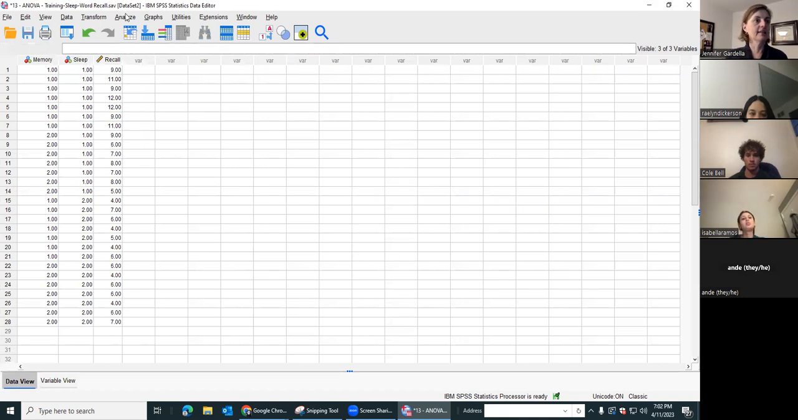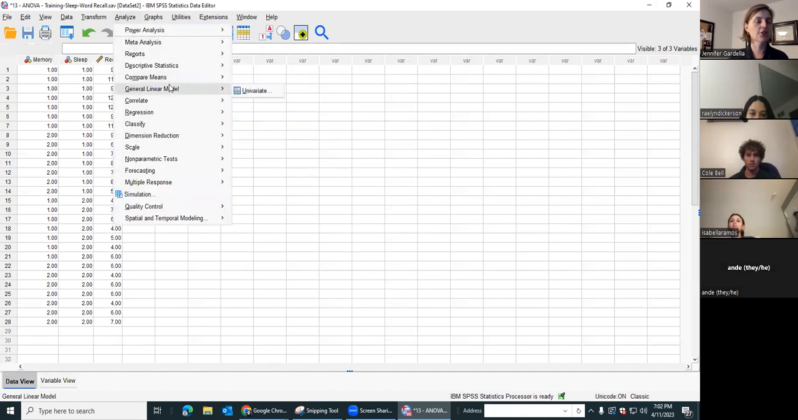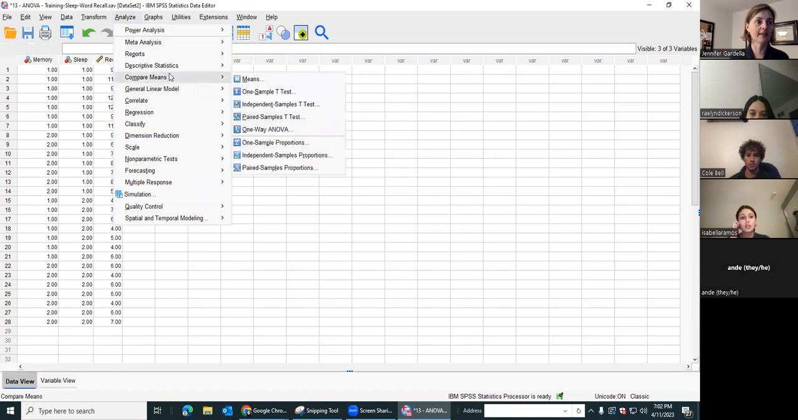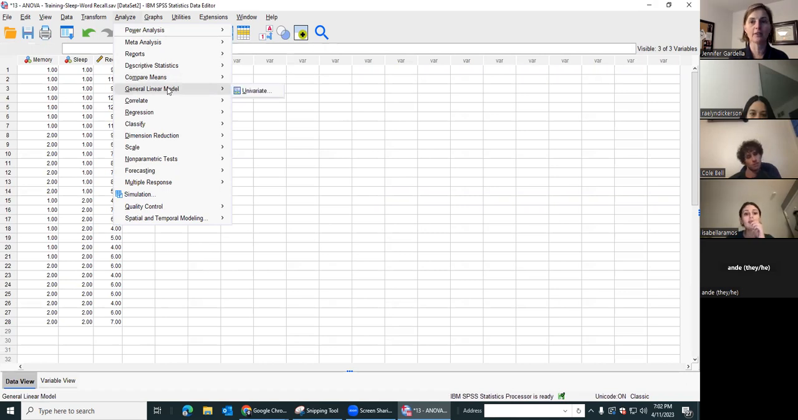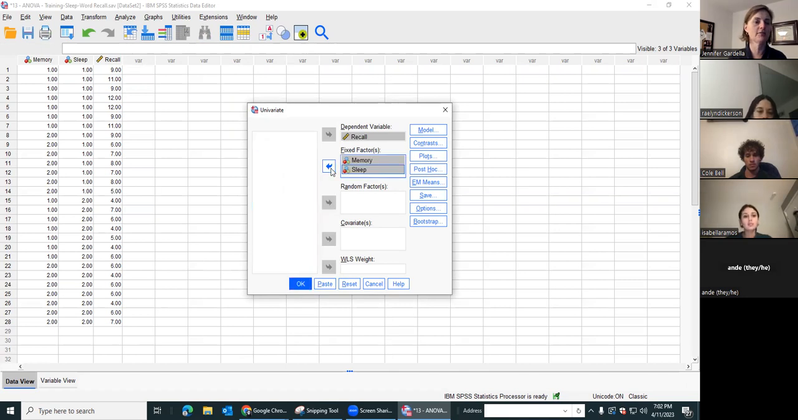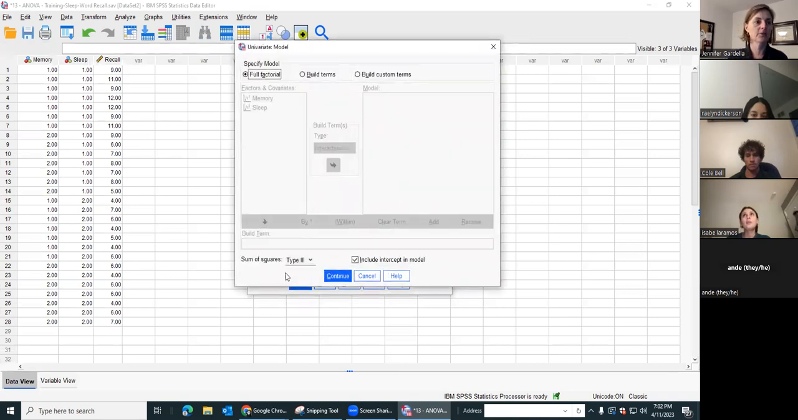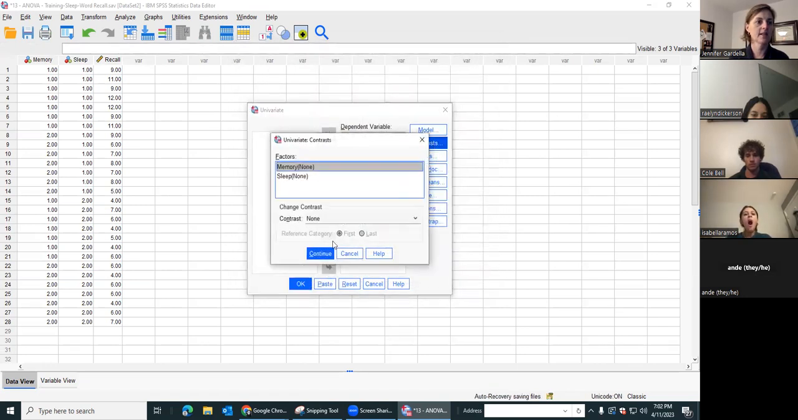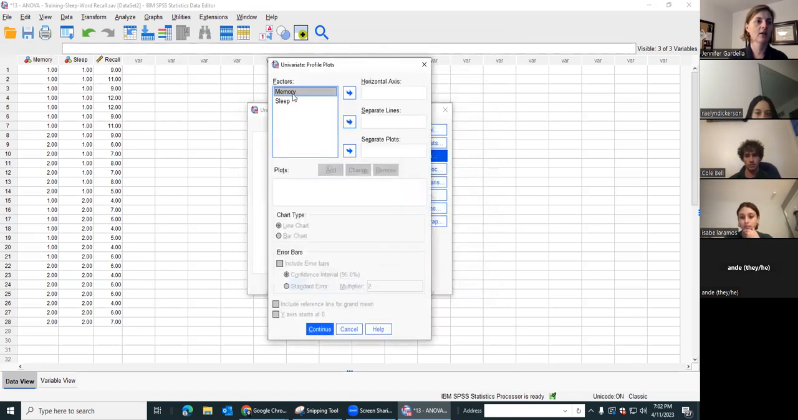Okay, so analyze. Remember, general linear model. We have been hanging out here all semester. We are now graduating to general linear model, univariate. Our dependent variable is recall, the number of words that were recalled. And our 2 fixed factors are memory and sleep. Our model, full factorial, type 3. We don't need contrasts.